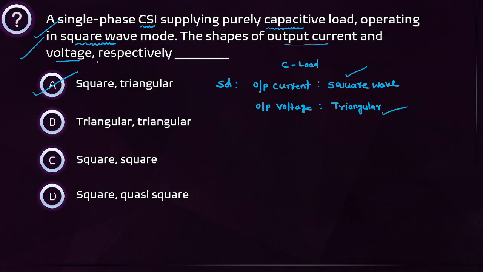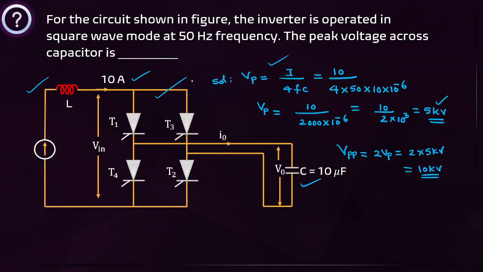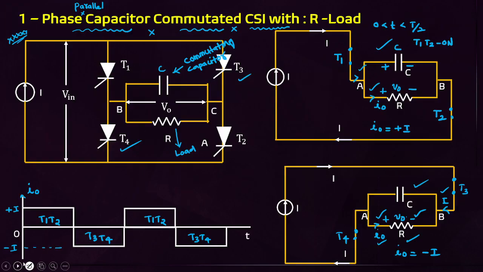A single phase current source inverter supplies a purely capacitive load operating in square wave mode. What are the shapes of the output current and voltage respectively? For a purely capacitive load, the output current is a square wave in a current source inverter, but the output voltage is triangular. You also have to practice this problem with respect to the current source inverter.